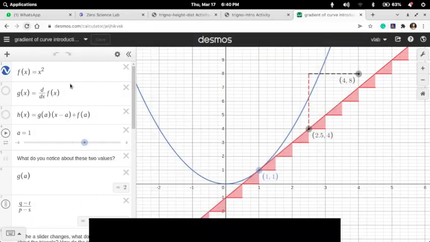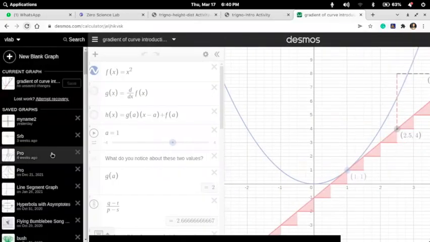Hello? Yes, sir. Hello? Am I audible? Yes, sir, but your screen share stopped. Yeah, it got disconnected and then reconnected. Yes, sir.